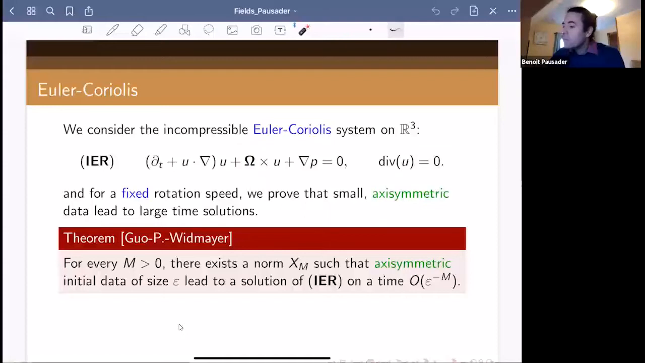And what we want to show is that if we fix the speed of rotation, then small axisymmetric data lead to large time solutions. And what does large time solution mean? Essentially it means almost global. So for every m positive, you can find a norm such that if you have axisymmetric data which is small enough, then the time of existence is going to be big.